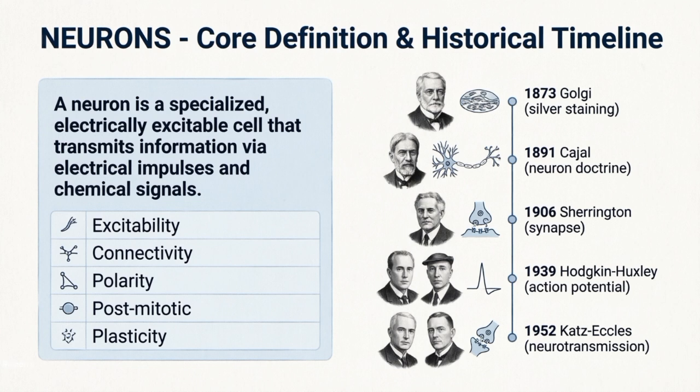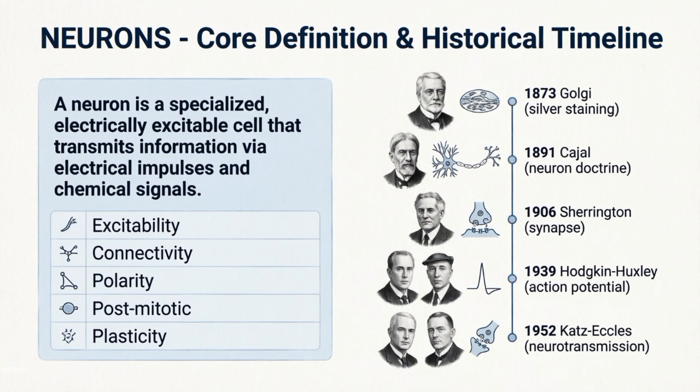Spanish neuroanatomist Santiago Ramón y Cajal used Golgi's staining method to make a groundbreaking discovery. Neurons are discrete individual cells, not a continuous network. This became known as the Neuron doctrine. Golgi and Cajal shared the 1906 Nobel Prize. 1906, Charles Sherrington and the synapse. British neurophysiologist Charles Sherrington coined the term synapse to describe the junction between neurons.